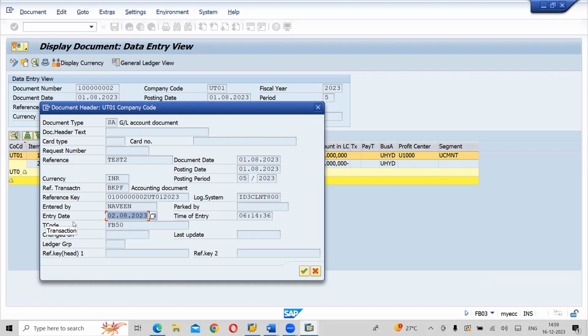So the user thinks that no one will catch it because I have changed the posting date. But here, in the posting date, we have taken a backdated posting. So definitely you will get a question: why has the entry happened on the 2nd? Why is your posting date showing as the 1st? Understood this, everyone? Yes. Entry date, posting date, and document date.